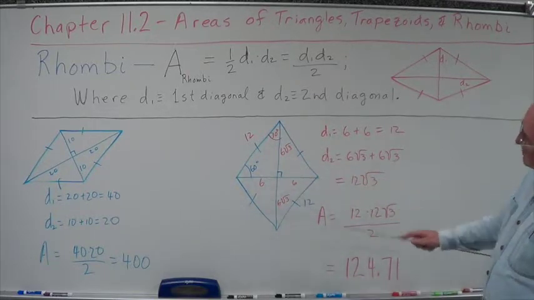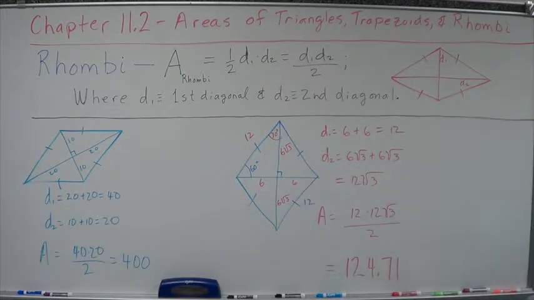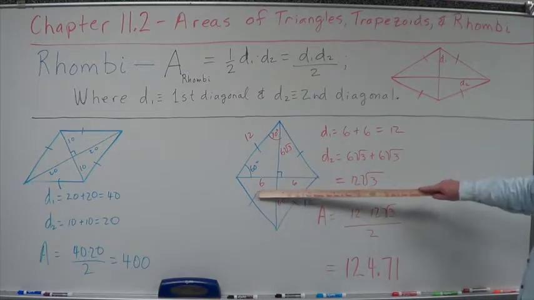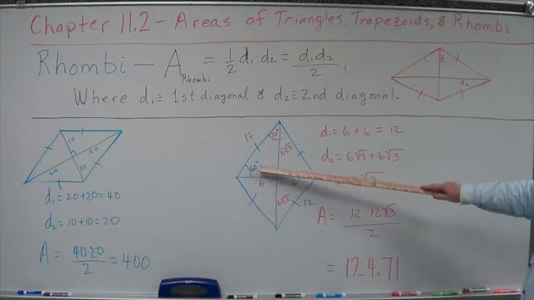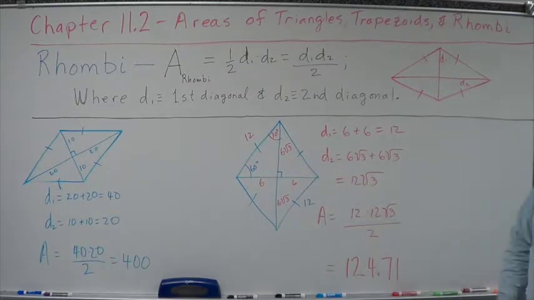The side across from the 30-degree angle is going to be half of the hypotenuse. The hypotenuse is 12, therefore the side across from the 30 of that special right triangle, 30, 60, 90 right triangle, is going to be half of the hypotenuse. So this side is going to be 6. Well, that means this is 6. What is the side across from the 60 going to be? It's going to be the short side times the square root of 3. So 6 times the square root of 3.